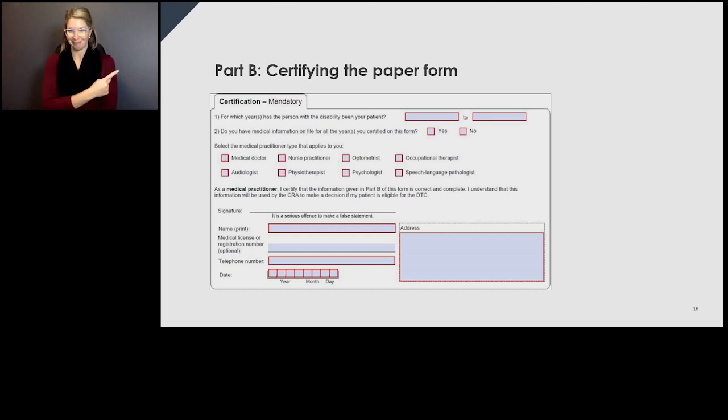Once you've completed all appropriate categories, you will be required to review and confirm the details you provided. In order to certify the T2201, please print and sign Form T2201 and provide it to your patient to submit to the CRA.